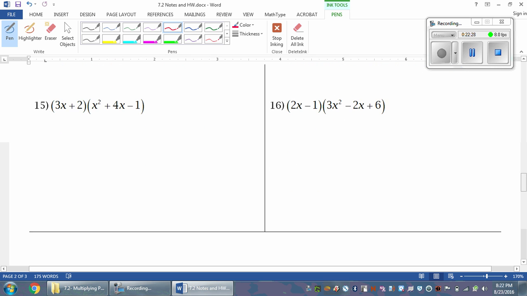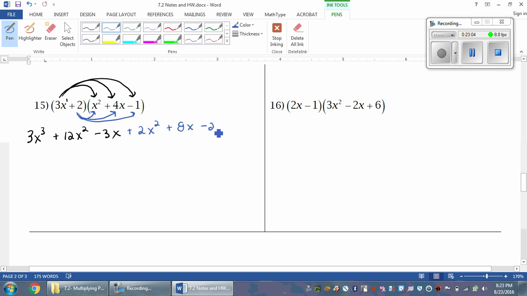Alright, last two problems. Go ahead and go through 15. So I have 3x times x squared would be 3x cubed. Again, it's cubed because I have 1 plus 2 is 3. I have 3x times 4x is positive 12x squared. And then I have 3x times negative 1 is negative 3x. Then I'm going to go ahead and distribute the 2. 2 times x squared is positive 2x squared. 2 times 4x is positive 8x. 2 times negative 1 is negative 2.